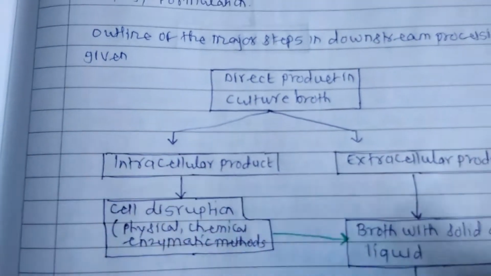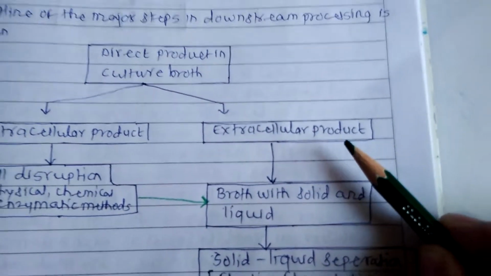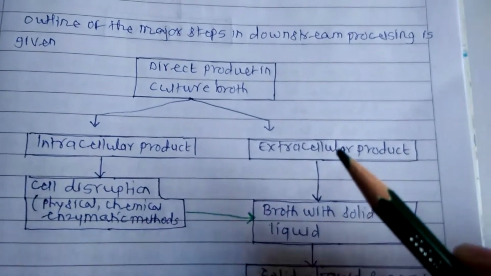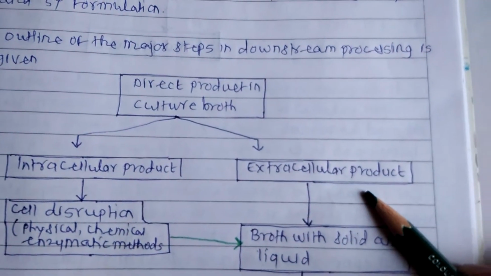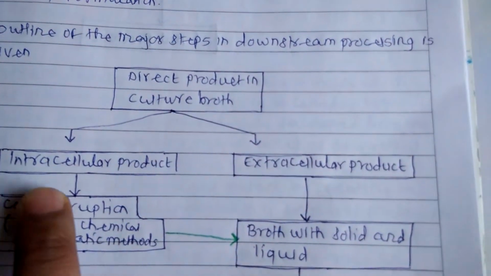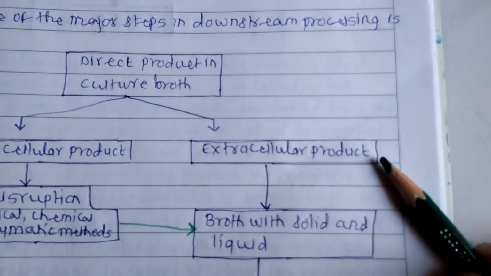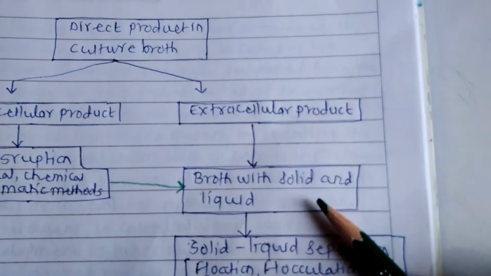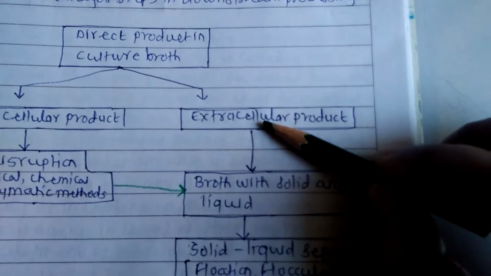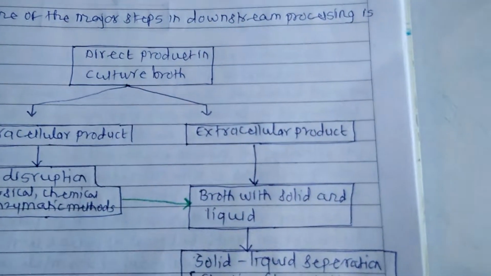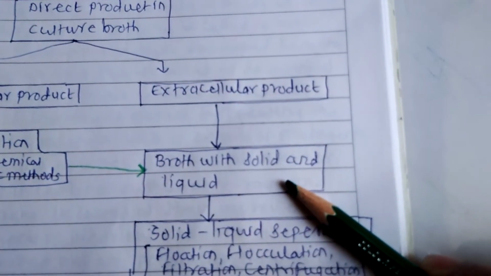If the product is extracellular, it means the product is produced into the media. The product is produced by the microorganism and then transferred into the media; that is an extracellular product. That's why we do not require the bacterial cells. The bacterial cells are removed and the broth is separated, because the product is present in the broth, in the media.